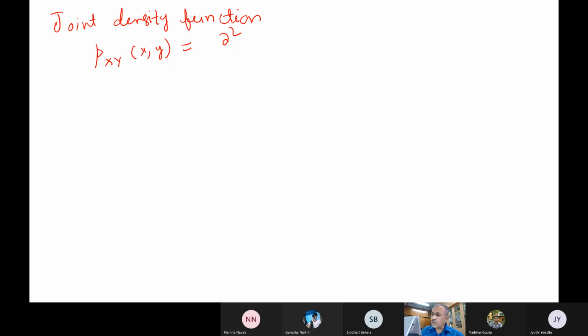Now for the density function, because it is a 2-dimensional thing, you will have a partial derivative. So pxy of x comma y is obtained by using dou x dou y. This is the joint density function. The only difference between 1 dimension and 2 dimensions is that there you have an ordinary derivative, but here you have a partial derivative because you have 2 variables.